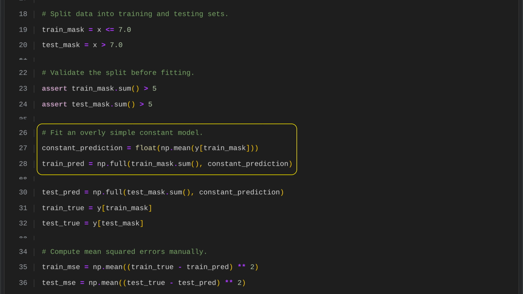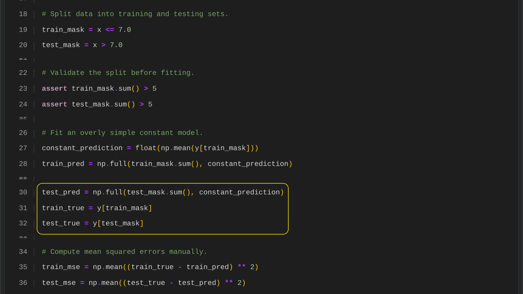A simple constant model predicts the same value for every training example. To fit it, we use the average target value from the training data as the constant prediction. Then assign that value to all training predictions. This creates a flat, very basic model that ignores variation in the data.